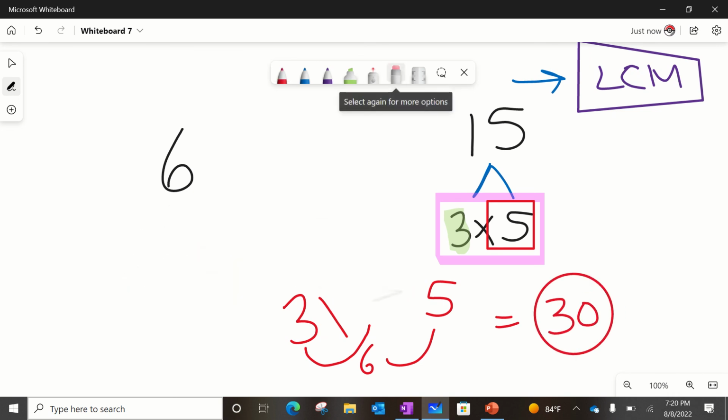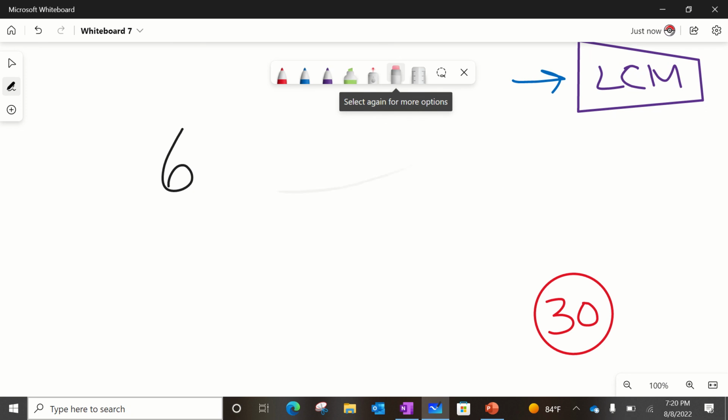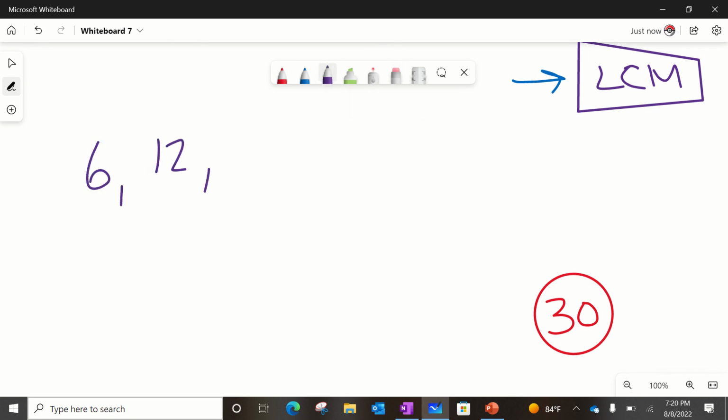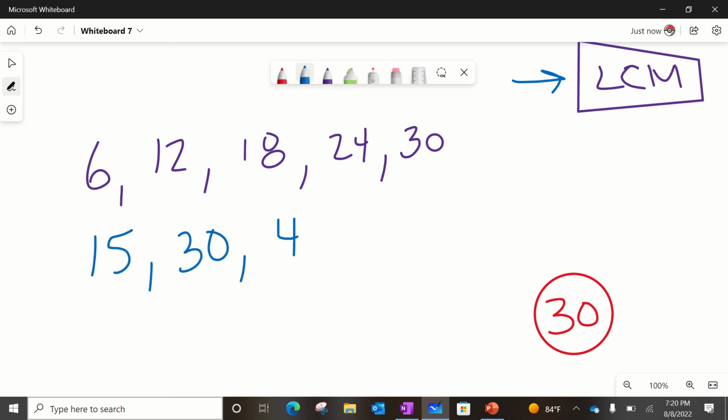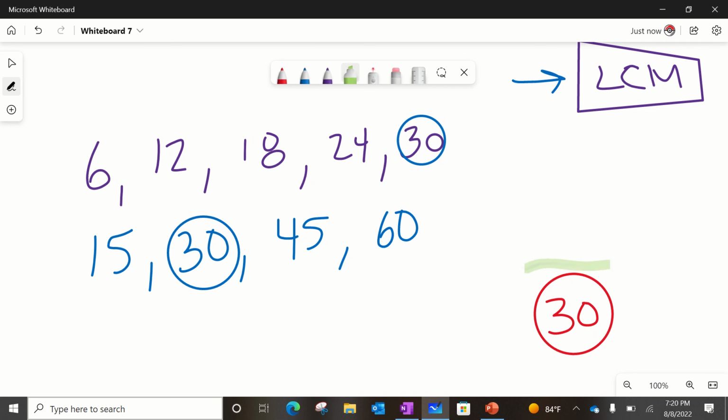Now, let's check. This is an example where I can count by these numbers, and it won't take me forever. 6, 12, 18, 24, and 30. The other number was 15, which would just be 15 and 30. If I wanted to keep going, I could do 45 and then 60, but 30 here would be the least common. It's the first number that shows up that they both have in common when I count by that number. It still is the answer that we had earlier.